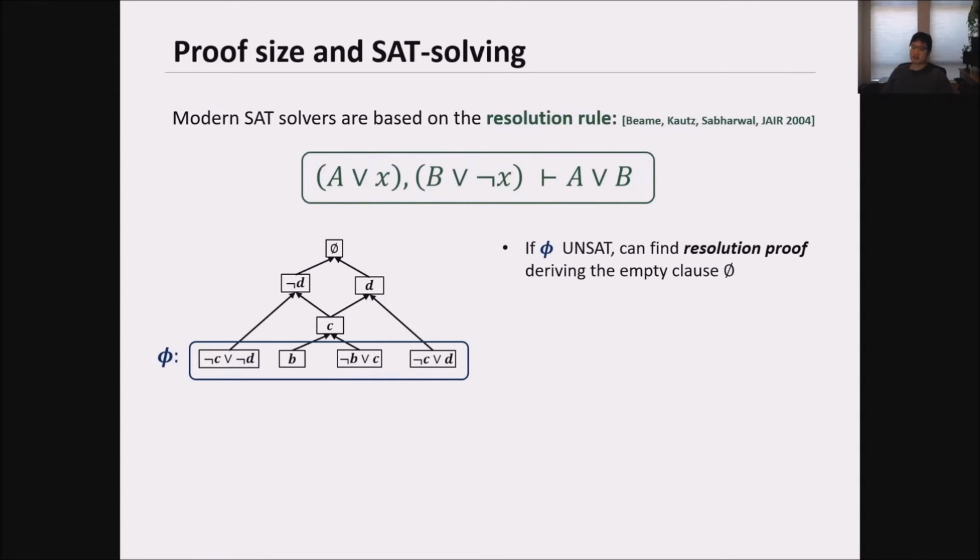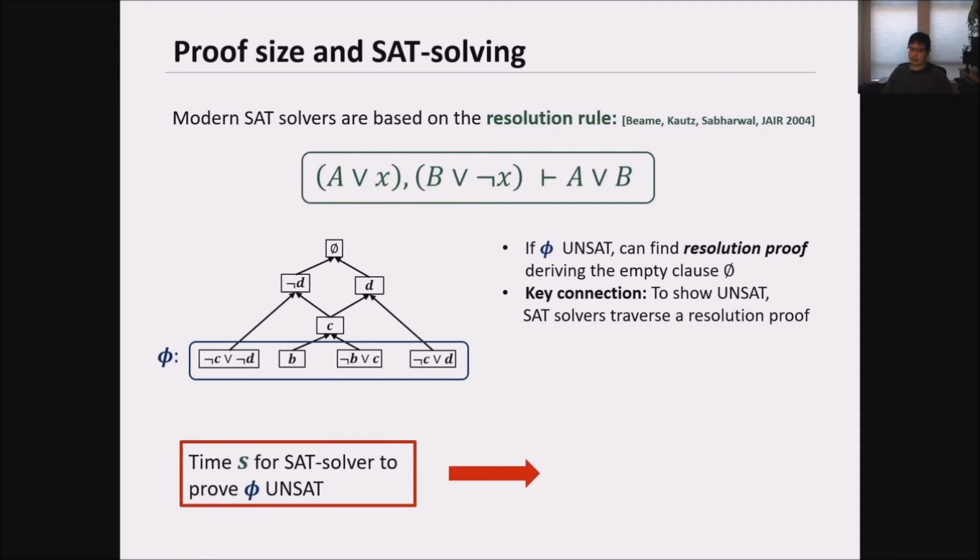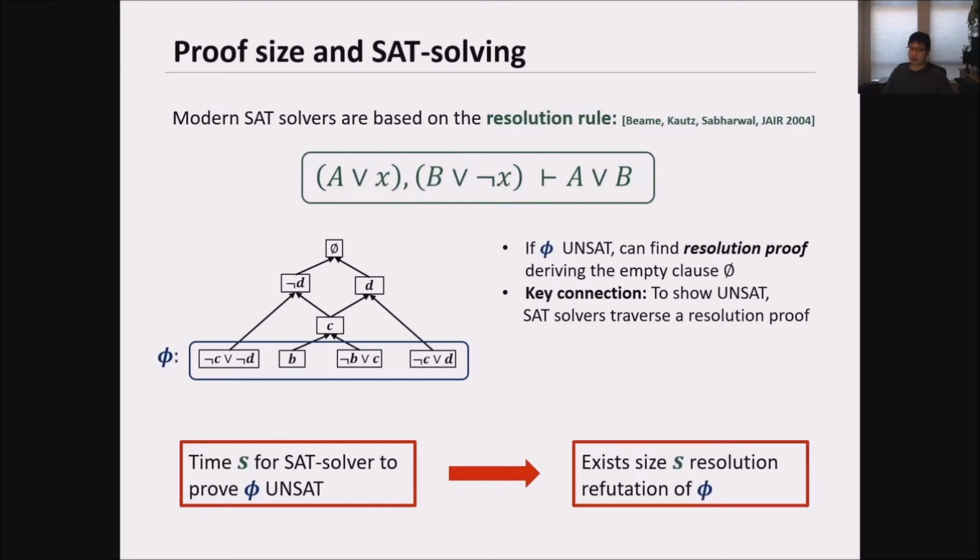So the key connection between resolution and SAT solving is that whenever a SAT solver outputs unsat, it must have walked through a resolution proof beforehand. So if it takes time s for a SAT solver to prove that phi is unsat, then it must have walked through a size s resolution refutation. Given this connection, we want to know what proof sizes resolution can achieve for, say, the properties of multiplier commutativity or distributivity.